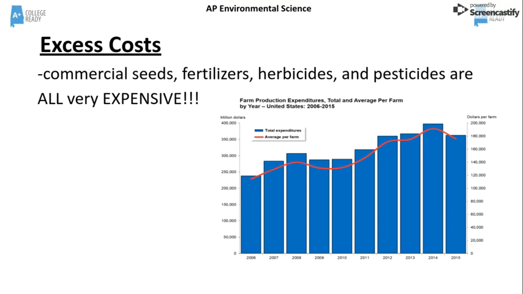Excess costs arise from the buying of seeds and fertilizers, herbicides, pesticides, and machinery. The graph shows that farm production expenditures have generally increased.